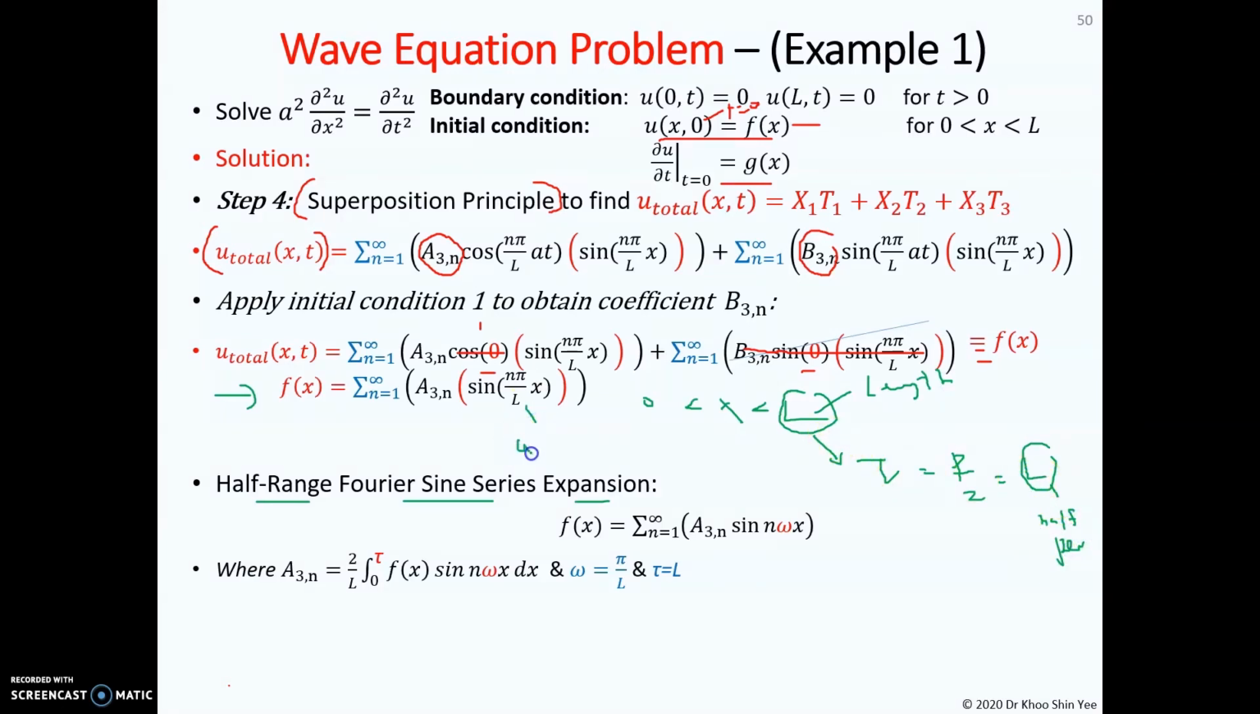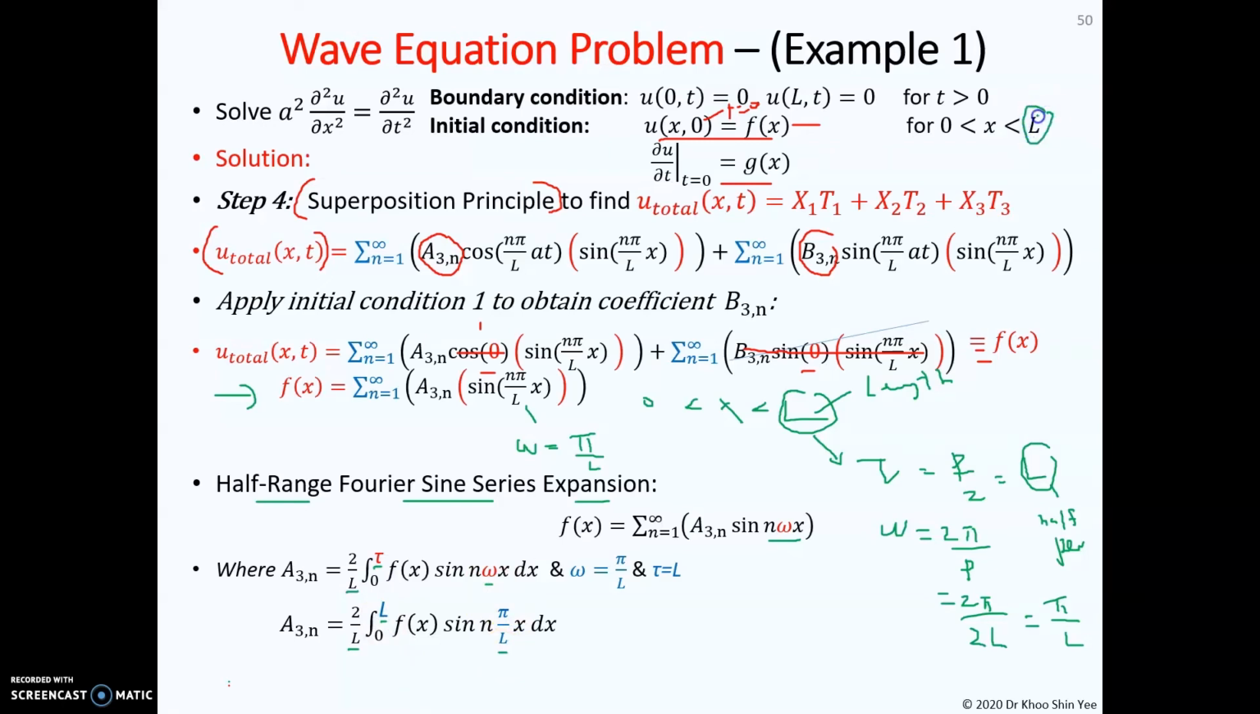You can obtain the omega directly from here by knowing the general formula is n omega x. Therefore, when you compare it, you obtain omega equal to pi over L. You can also obtain the omega from here, where you know omega equal to 2 pi divided by period, and 1 period is equal to 2L. Therefore, from here you obtain pi over L also. So you can substitute the half range here equal to the total length, the tau here equal to the total length, and omega equal to pi divided by total length.